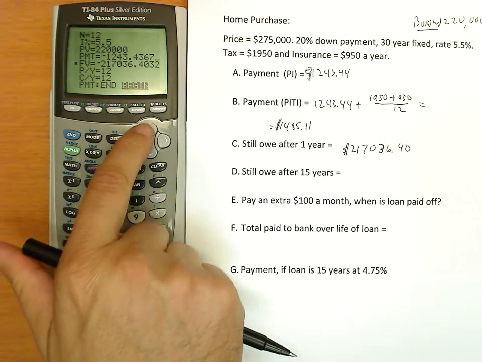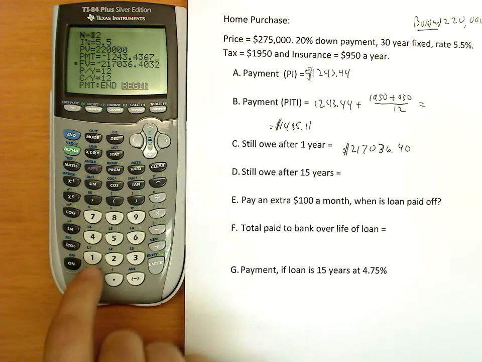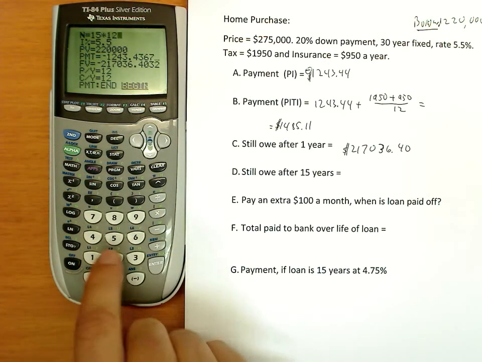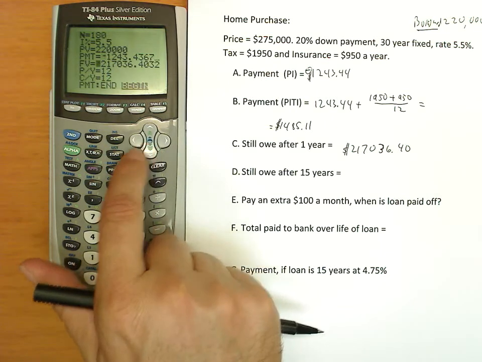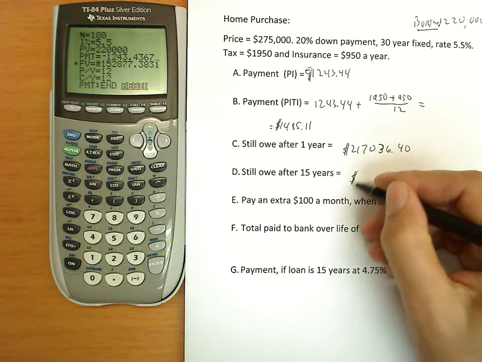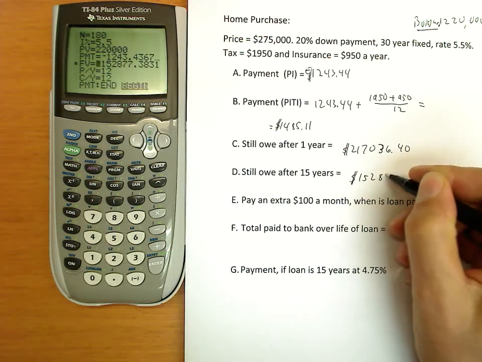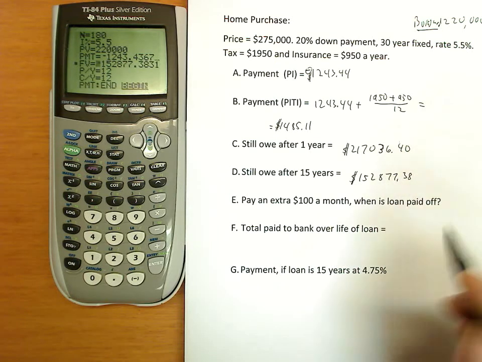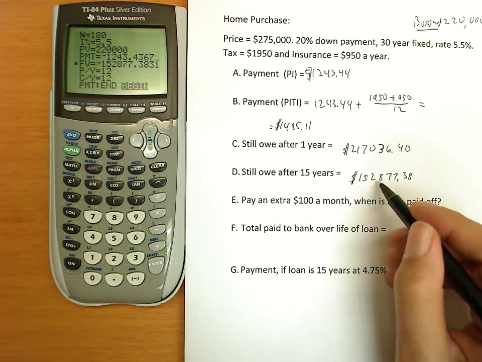How much would you owe after 15 years? Well, that's halfway into the loan. And you can do the arithmetic right there if you wish. Go back to future value and solve on that line. And I find out that I owe $152,877.38. So if you sold the home 15 years later, this is the debt you would still have to pay off.